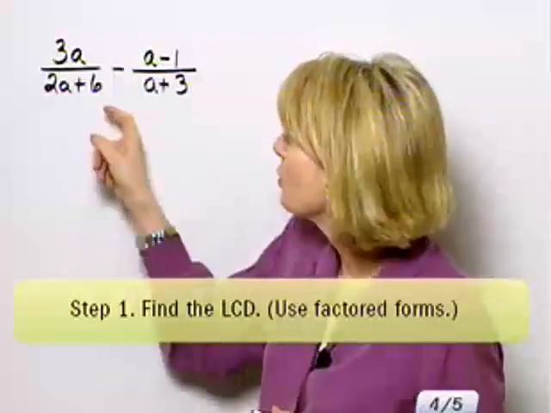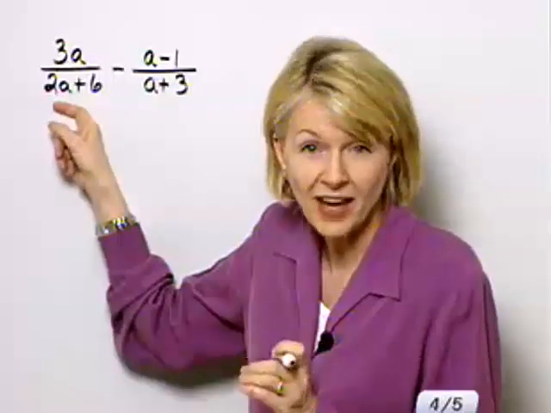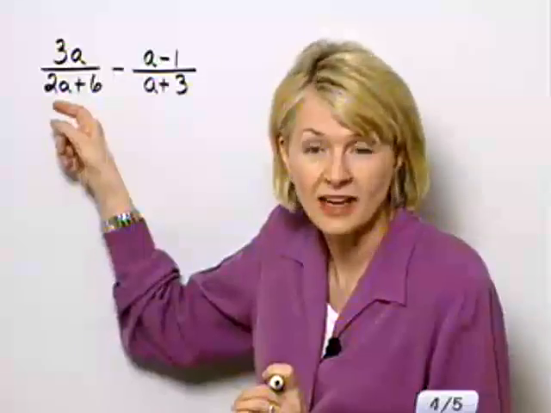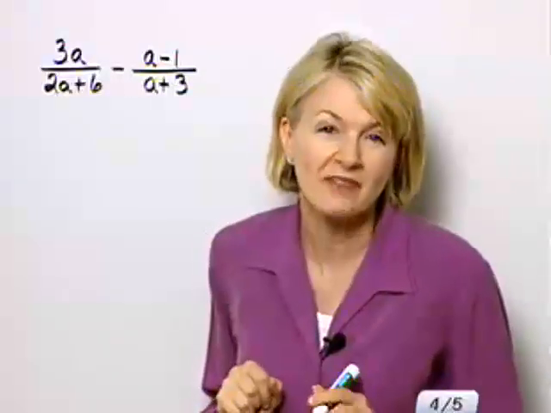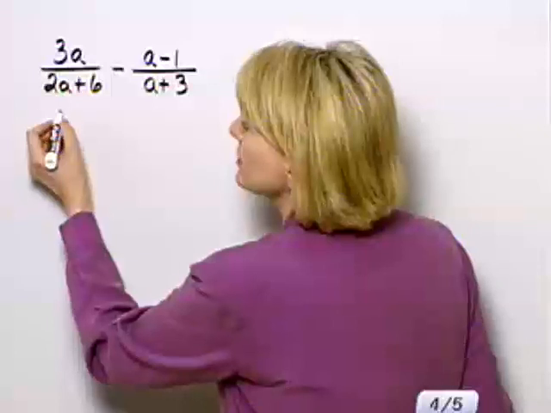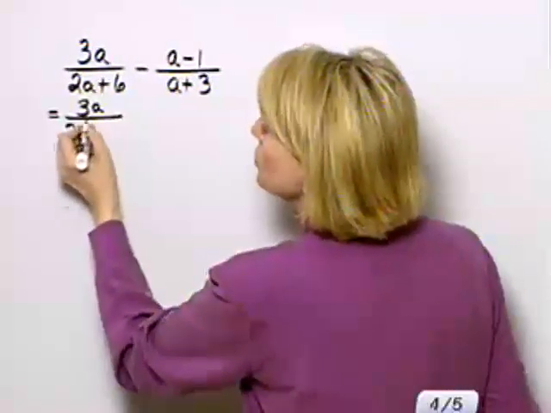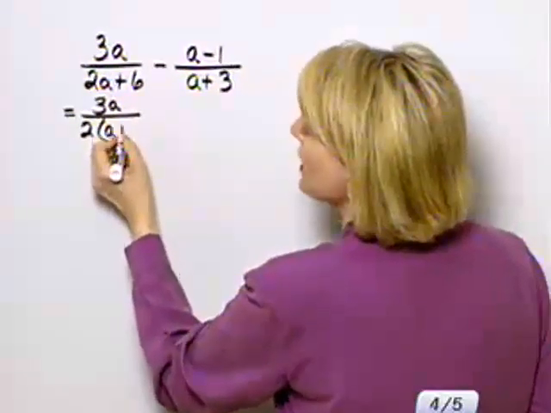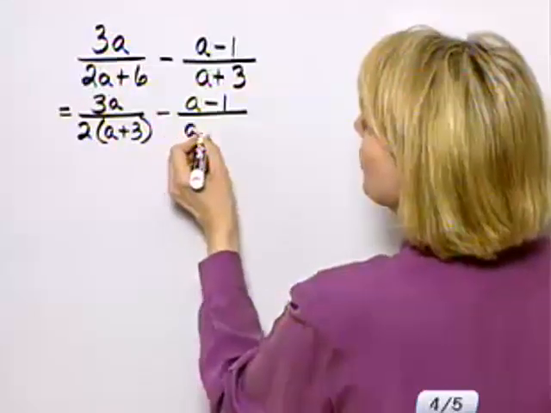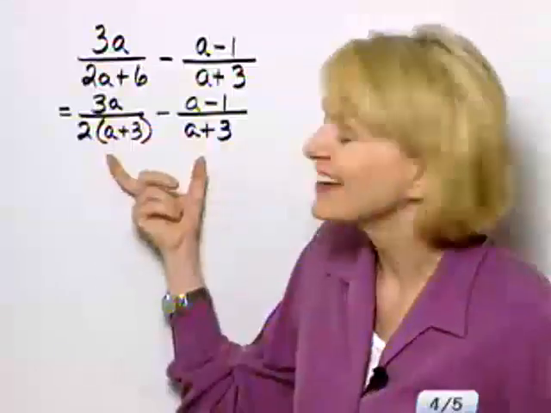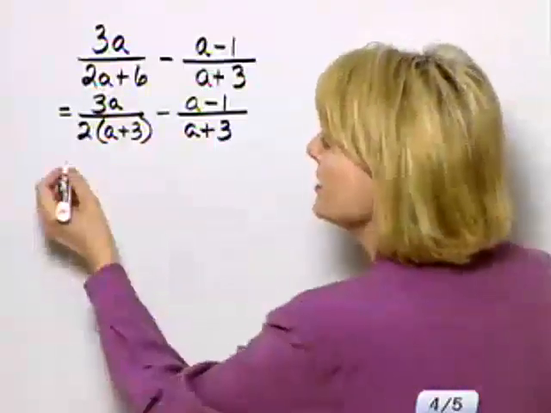To do so, we haven't had a case like this before, but it's easier to look at the factored form of each denominator. And I'm mentioning that because notice this denominator, there's a greatest common factor of 2. So let me just rewrite this. That's 3a over 2 times the expression a plus 3 minus a minus 1 over a plus 3. Now let's concentrate here and decide on the least common denominator.